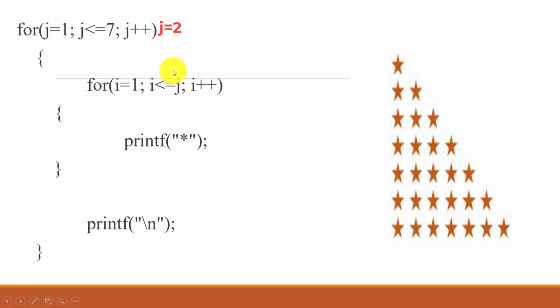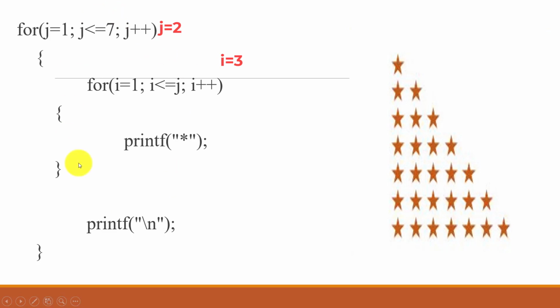Now the j value is 2. Now 2 is less than or equal to 2, yes, condition is true. Again it prints the second star. Now i gets incremented to 3. Now as i becomes 3, this condition is false, because 3 less than or equal to 2 is false, and it will print \n. So the cursor will move to the next new line, and again after printing the new line, the compiler control goes to the j++. So j gets incremented to 3.